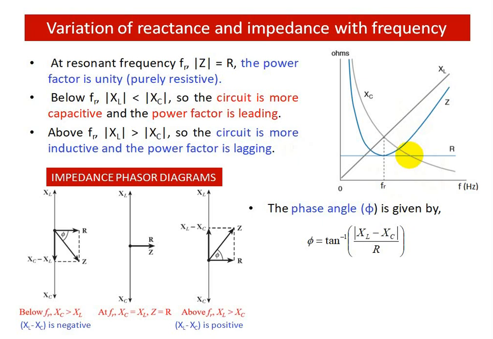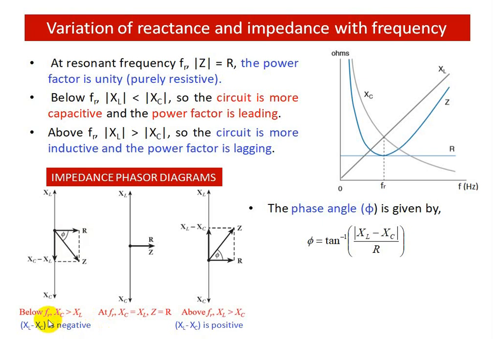Therefore, the circuit behaves more like an inductive circuit and the power factor is lagging. This implies that the current will be lagging the voltage by some angle. Now let us see the impedance phasor diagrams.